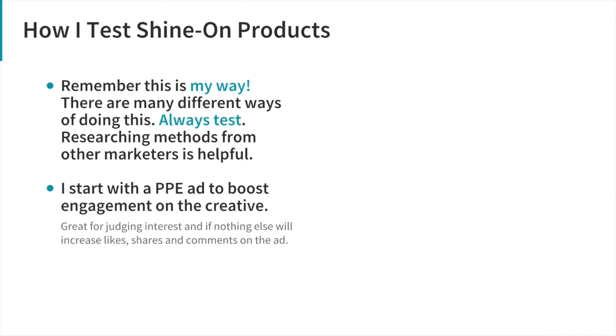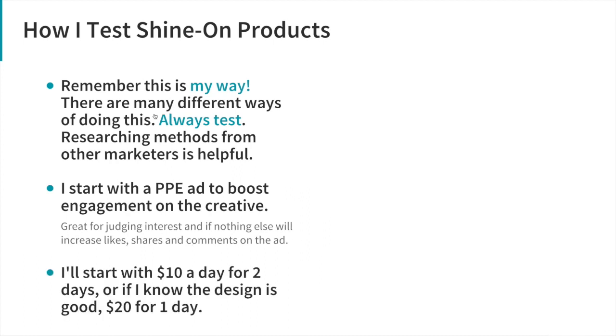So as you know from previous lessons, when you first put that ad up, there's no interest on it whatsoever. There's no likes, there's no comments, there's no shares, there's no anything. It's just a plain ad. It's a lot harder to make sales with an empty ad, if you like, right? If there's no engagement on that ad, it'll be a lot less appealing to Facebook users, right? So this PPE ad is really good for judging initial interest on the design. And if nothing else, it'll increase all of these things on the ad. So likes, shares, and comments.